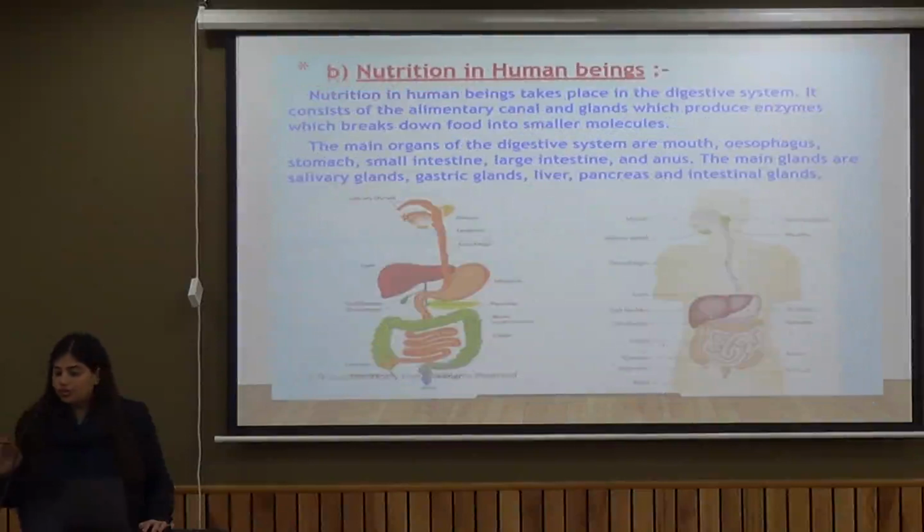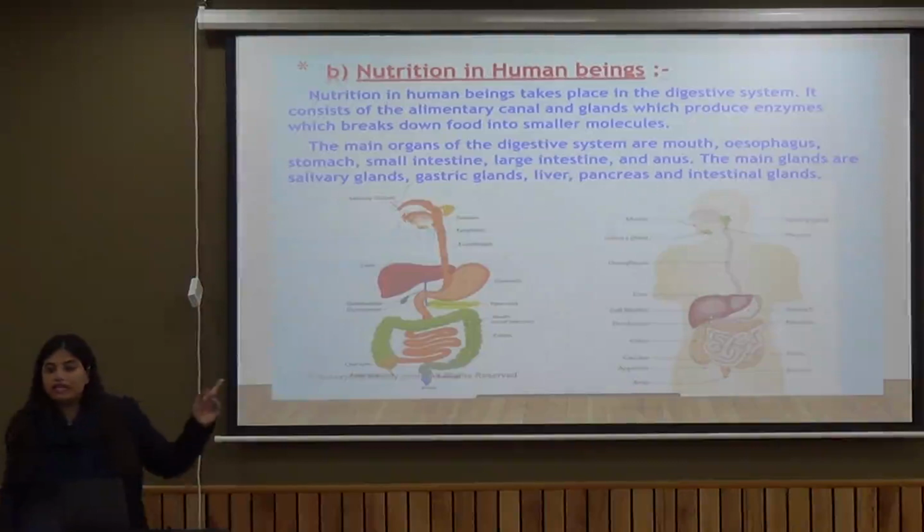Now let's come to human beings. What happens in human beings? So you recall the digestive system that you studied in class 7. So do you remember? This is the human digestive system, as you can see on the board.